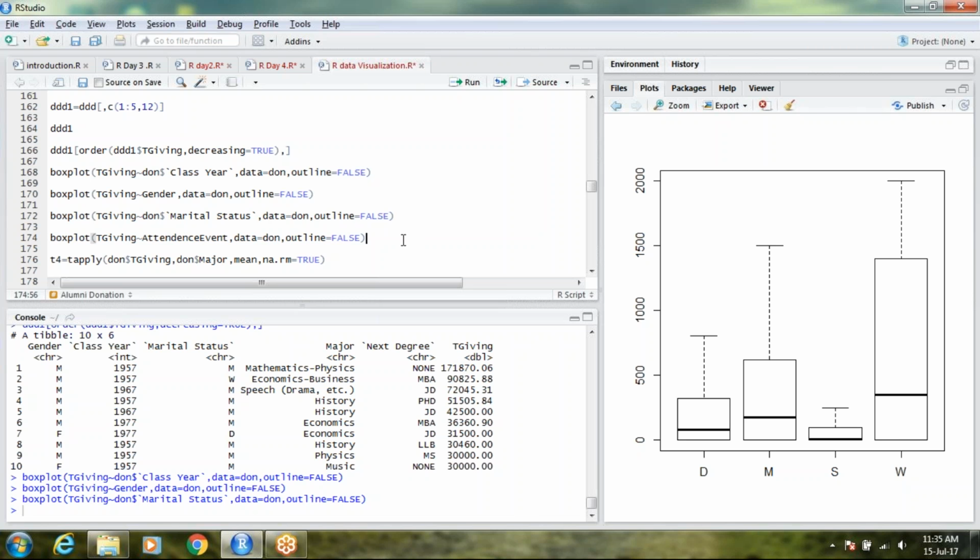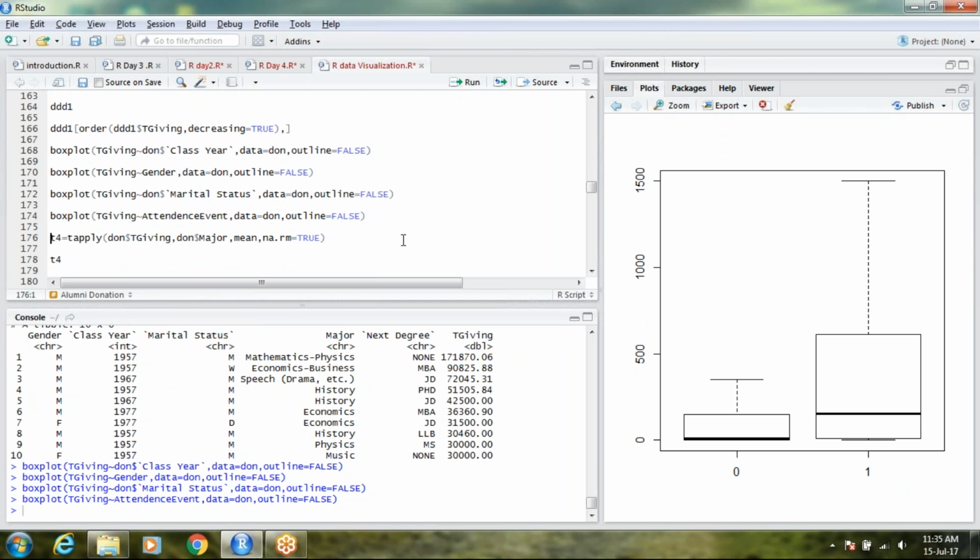And attendance. The data that we have now was gathered during the reunion of all the alumni. So the ones who attended the session or the reunion are the ones who contributed more, and the ones who did not attend the session contributed the least. Though some of them contributed, it was on the lower side.